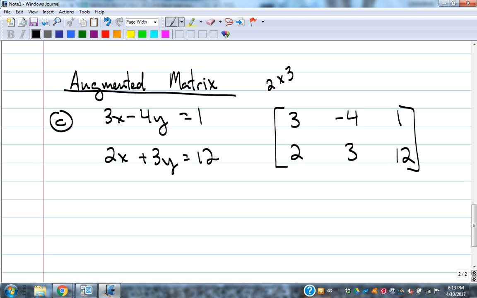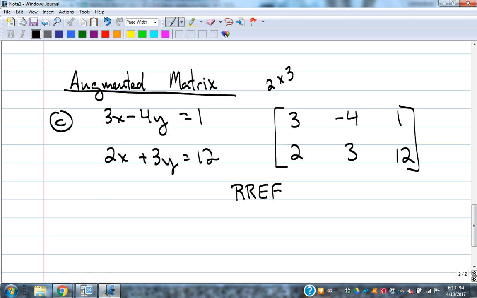Now I want to show you how to use your calculator to help you. There's this function on there called RREF. It stands for Reduced Row Echelon Form. It doesn't matter if you know that or not. RREF is what you need to know.